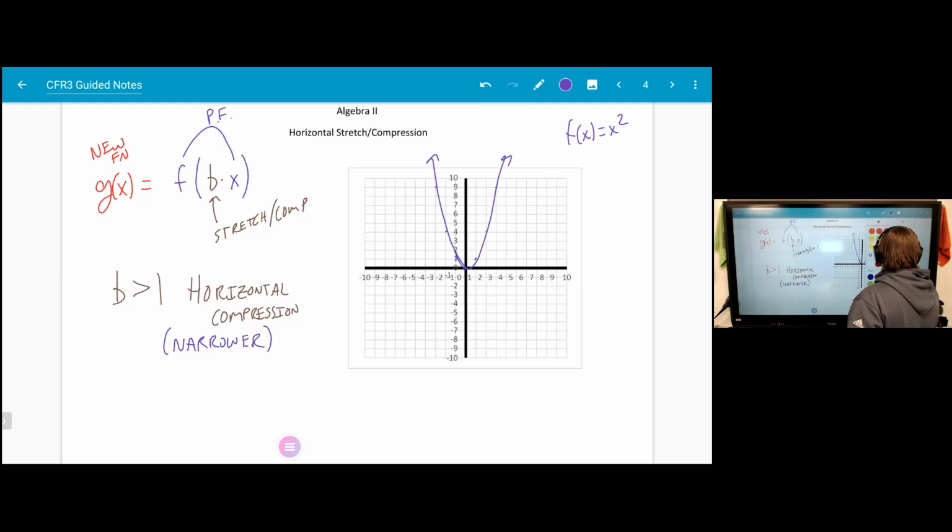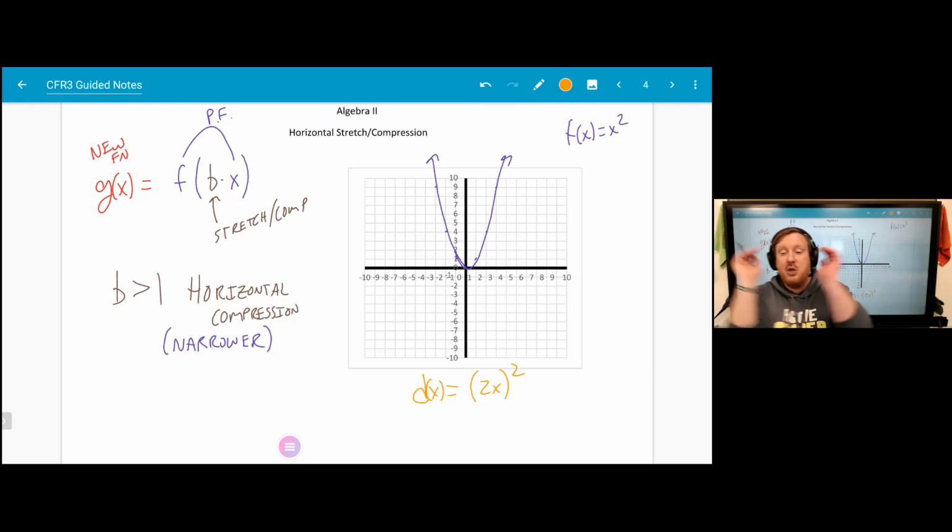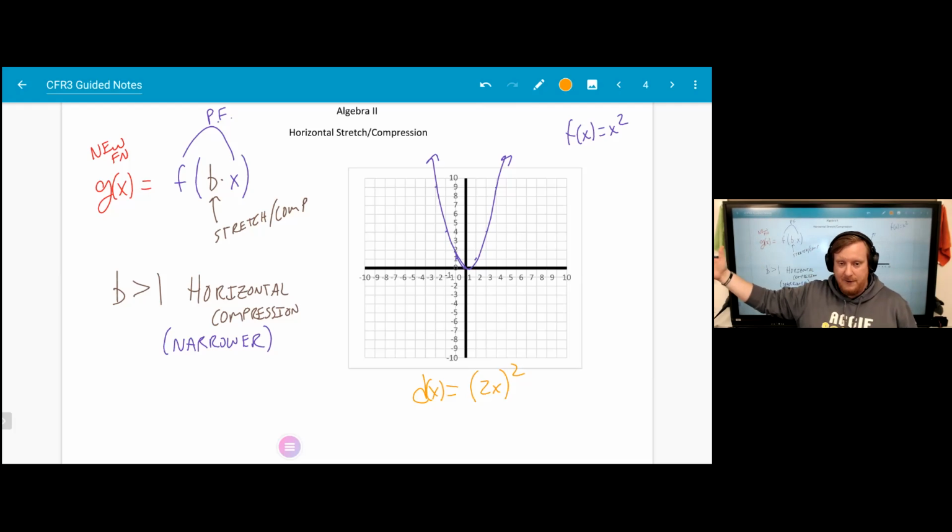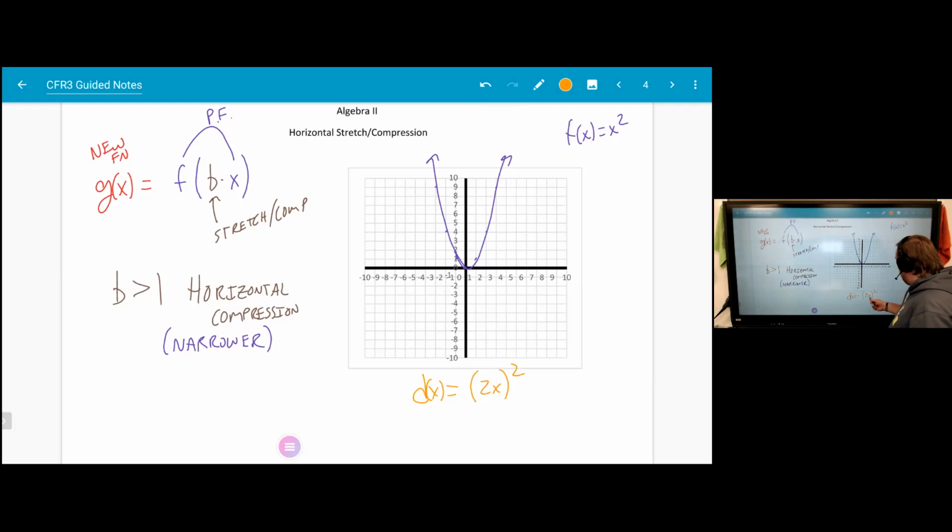Let's do this guy right here. We're going to call this one d of x equals 2x squared. Not 2 times x squared, but 2 times x and then square it. Well, let's do that here. If I plug in 0, 0 times 2 is 0, and 0 squared is also 0. Let's try 1. 1 times 2 is 2, and 2 squared is 4. So 1 gives 4.